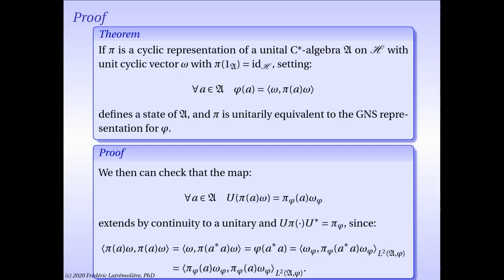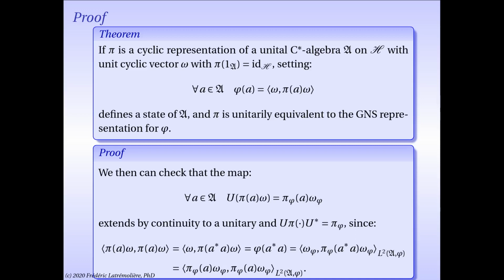Could I have that, technically, pi of a of omega equals pi of a prime of omega? That is, when I act on omega by two different elements of my system algebra, I get the same answer, but somehow when I act on the GNS side, I do get a different answer. And the answer is no. And that follows from, again, this isometric property.